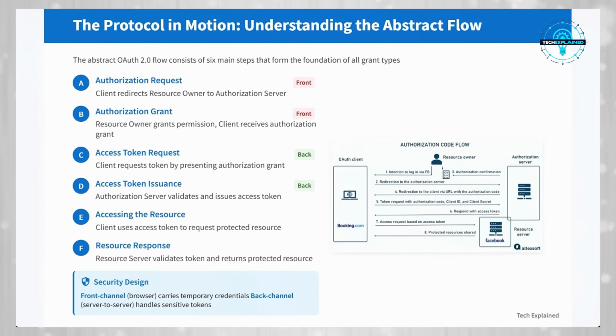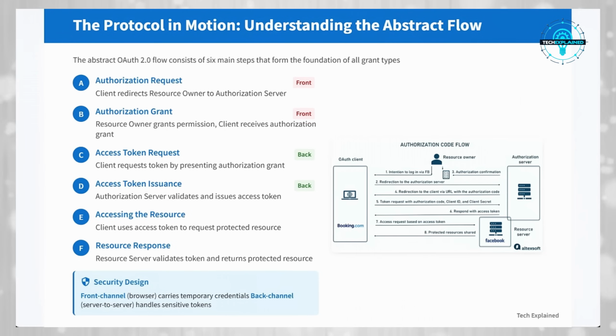Fifth, the client uses the access token to make requests to the resource server to access the protected resource. The access token is typically included in the authorization header of the HTTP request. Finally, the resource server validates the access token. If the token is valid and has the necessary scope for the requested operation, the resource server processes the request and returns the protected resource to the client.